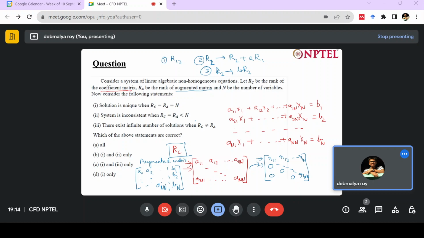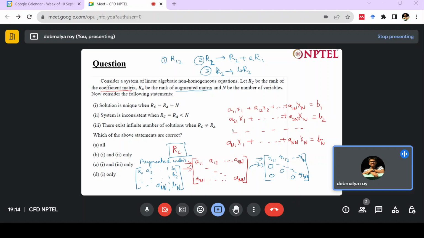So let's now see what is the question. RC is the rank of coefficient matrix, RA is the rank of augmented matrix, and N is the number of variables. Now three statements are given. Solution is unique when RC is equal to RA is equal to N. Solution is inconsistent when RC is equal to RA less than N, and there exists infinite number of solutions when RC not equal to RA. So let's try to understand which one of them are true.